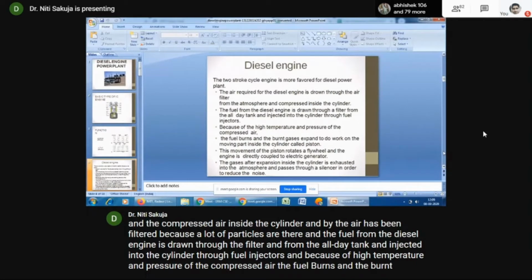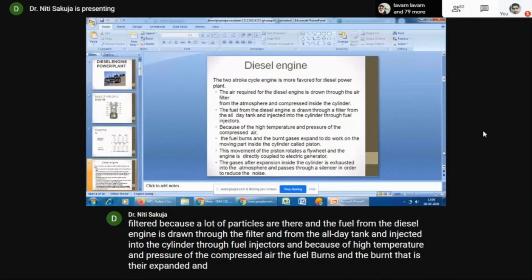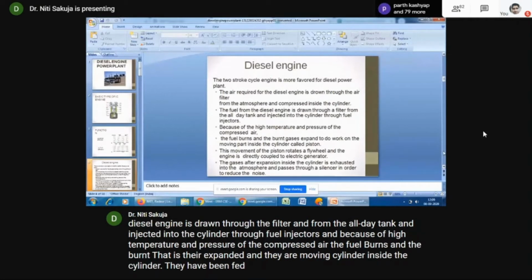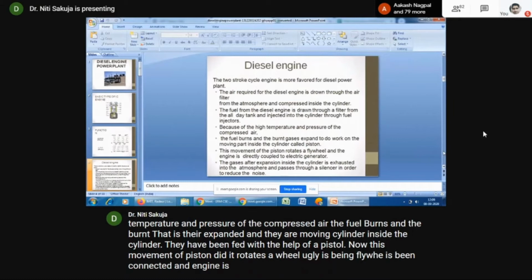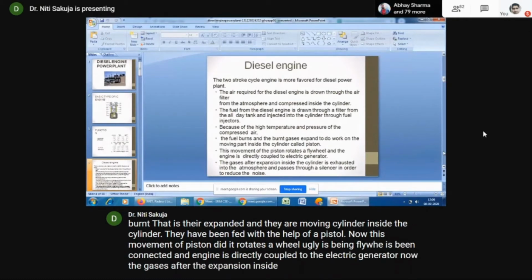Now, this movement of the piston rotates a wheel. A flywheel is connected, and the engine is directly coupled to the electric generator. Now, the gases after expansion inside the cylinder are exhausted into the atmosphere and pass through a silencer in order to reduce the noise. But still, there is a lot of noise. We put a silencer into this, but still there is a lot of noise in these engines.